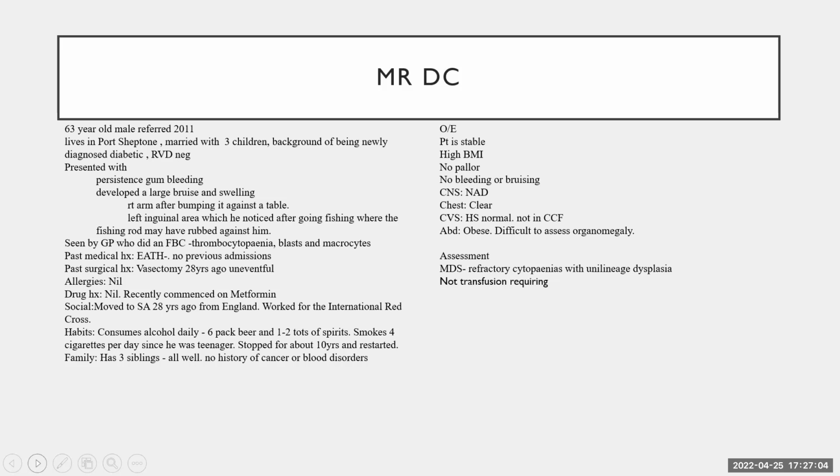He had 3 siblings who are all well, with no history of blood cancers or any blood disorders. He was a fairly stable patient, with no signs of bleeding or bruising. However, he did have a high BMI, and clinically on examination there was nothing really to note, but it was difficult to assess for organomegaly. So he was assessed as a refractory cytopenia with unilineage dysplasia, and it was not transfusion requiring at that time.